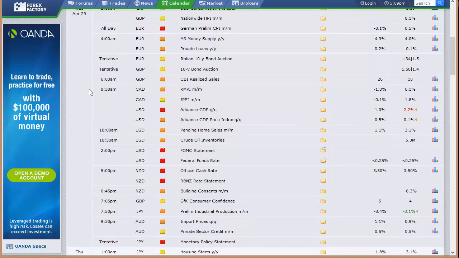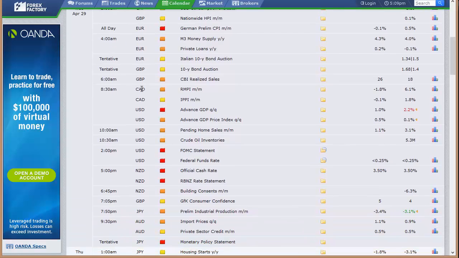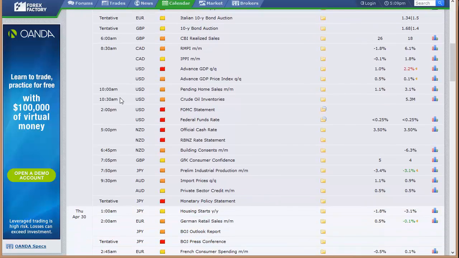We've got business confidence out of New Zealand, Switzerland's UBS consumption indicator, the UK Nationwide housing price index, German preliminary CPI, European money supply and private loans. So we're halfway through the week at this point with nothing really major. Italian 10-year bond auction, UK 10-year bond auction. Canada does their RMPI and IPPI.